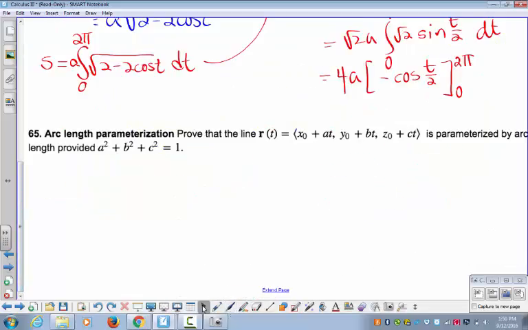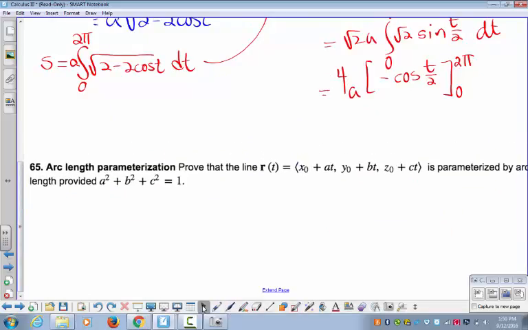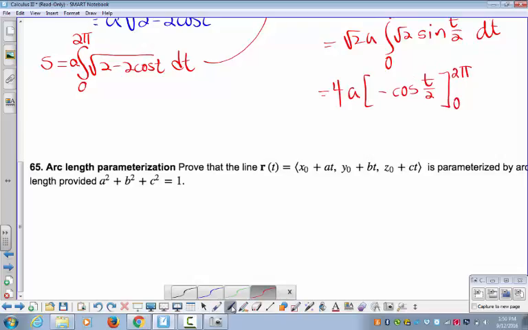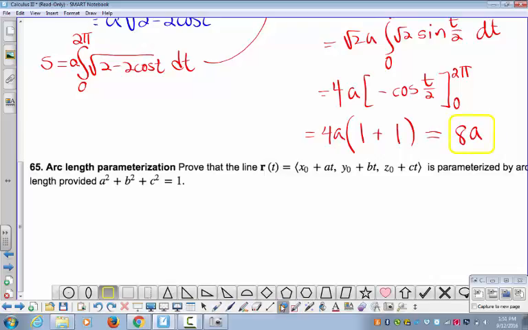That should be enough. Let's see, 4a multiplied by cosine of pi. It's negative 1 times a negative. That's positive 1. And then minus a minus is plus cosine of 0, which is 1. And so that gives us what we're looking for. That's our 8a. That's the length of an arch of the cycloid.